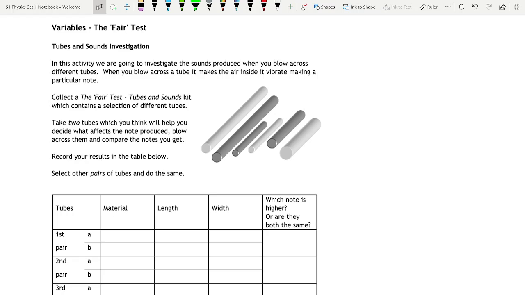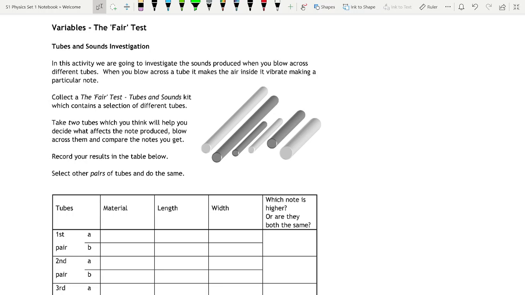So you'll see here, I've got some metal tubes and some plastic tubes. We've got thick ones and short ones, we've got medium ones, we've got long ones. Okay? And so this one's quite important. You need to be relatively quiet when you're doing this because you need to be able to hear the sound that it makes.